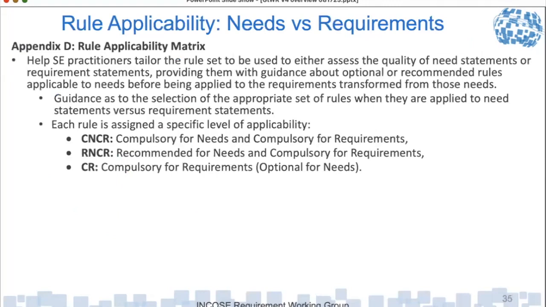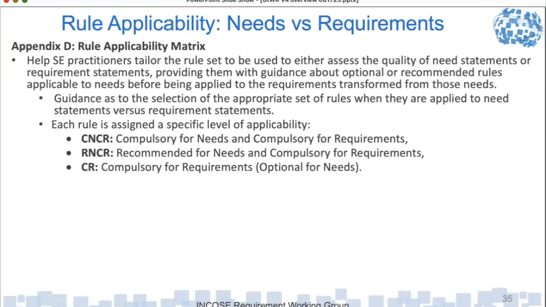And then I talked about rule applicability. Appendix D is brand new. It was added in this new version. So it helps practitioners tailor the rule set to be used to either assess the quality of need statements or requirement statements, providing them with guidance about optional or recommended rules applicable to needs before applying those to the requirements transformed into those needs. Guidance as the selection of appropriate sets of rules.